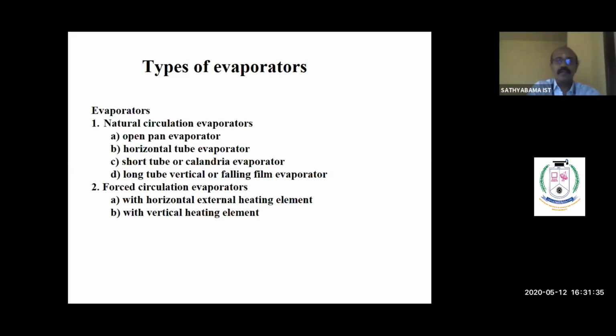So coming to the second type, forced circulation evaporators, wherein the evaporation is forced by means of an external heating element, which can be installed either horizontally or vertically. If it is horizontal, then it is a horizontal external heating element, and if it is vertical, it is a vertical heating element. So this is about the classification of the evaporators: natural and forced circulation evaporators. In natural, we have four types: open pan, horizontal tube, short tube or calandria evaporator, and long tube vertical or falling film evaporator. In forced type, we have two types, one with the horizontal external heating element and the other with the vertical heating element.